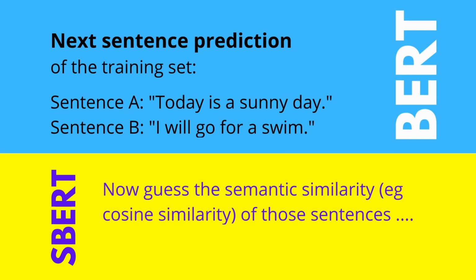And now, I know that some of you tell me, hey, BERT is trained on next sentence prediction in a training set. Yeah, but have a look at this. I have here a sentence A in the training data set. Sentence A is, today is a sunny day. And a sentence B that follows right next after sentence A is, I will go for a swim. Now, BERT is trained on the next sentence prediction task, and it will learn if it sees sentence A, it expects sentence B to follow.